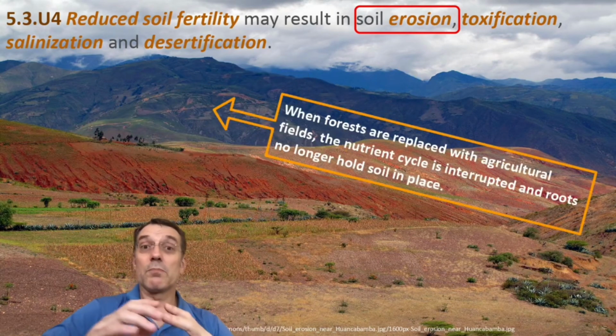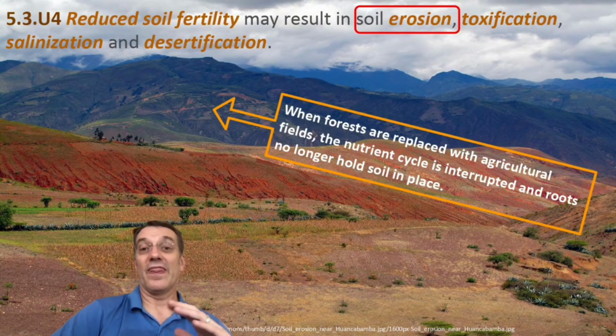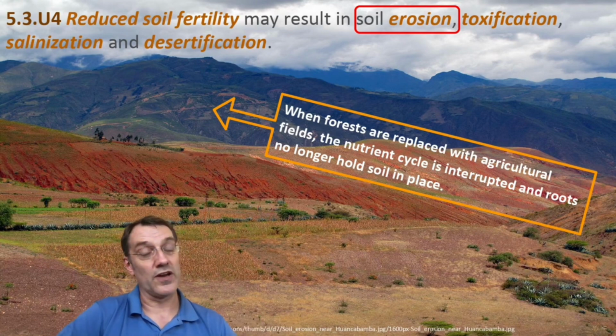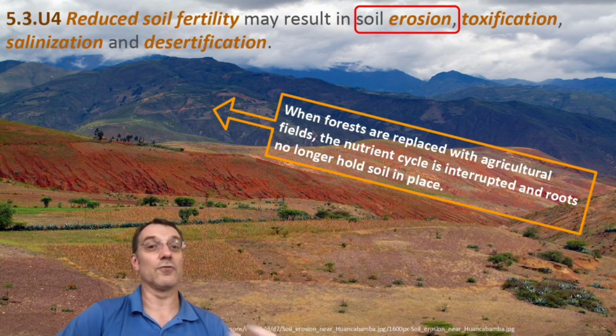When forests are replaced with agricultural fields, that disrupts this natural balance that we saw in the previous image. The nutrient cycle is interrupted and roots no longer hold soil in place. That represents a critical turning point, or a tipping point, in soil degradation. Because the roots aren't holding the soil in place, you get increases in rates of erosion and you start to see nutrient levels falling away.